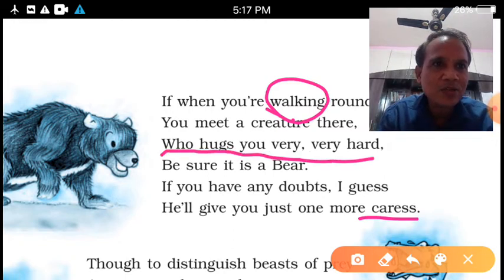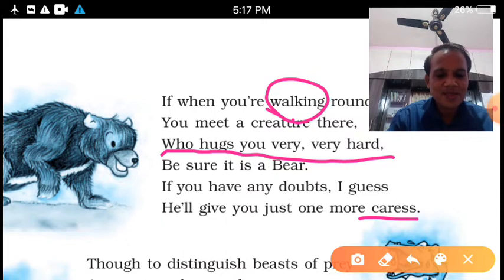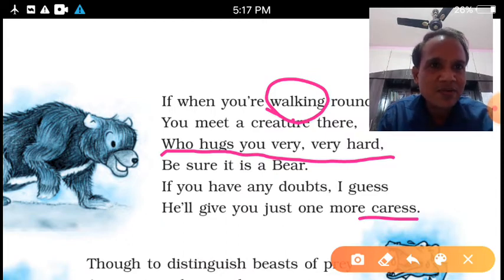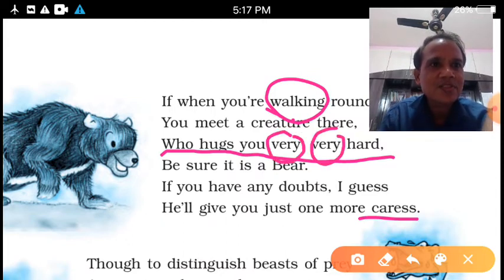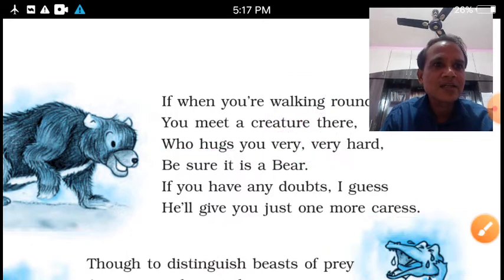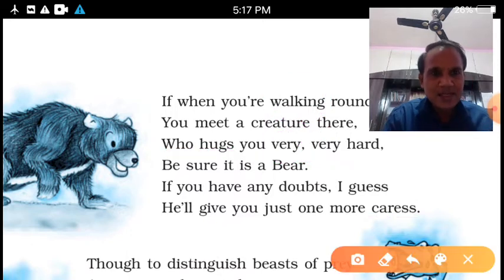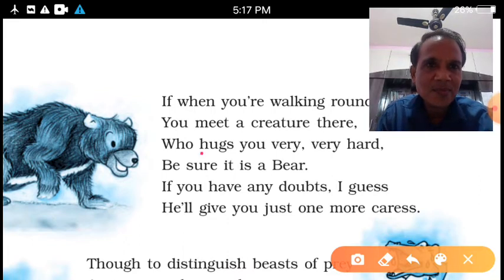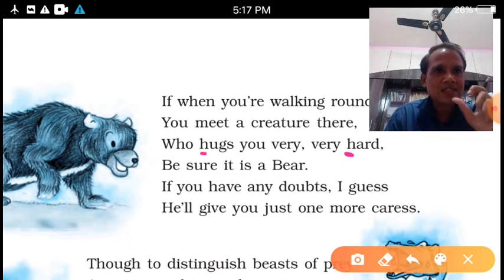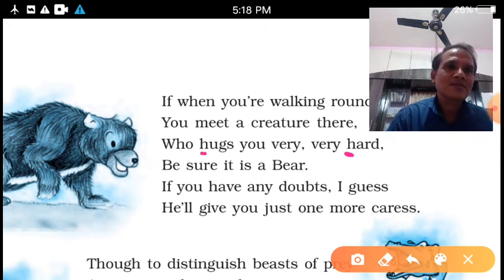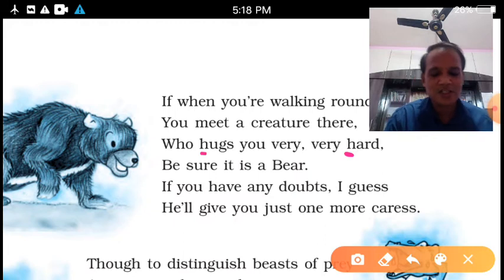So here the figure of speech in this line, it is, who hugs you? Make an underline below this line. And first one, the word very is repeated. So we can understand it is repetition. Clear? Then next one, the consonant sound H is repeated twice at the beginning of the words hugs and hard. This figure of speech, alliteration.